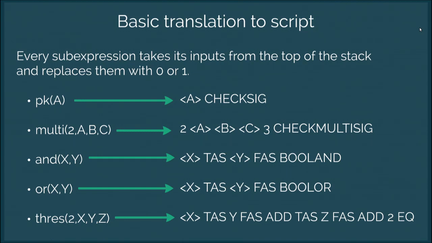If you want to combine 2 sub-expressions, a way of doing this is, run the first one, which will put a 0 or 1 on the stack. TAS, on my slides, unfortunately I didn't have space to write, stands for to alt stack and FAS stands for from alt stack. This is because during the execution you have access to 2 stacks, but the only thing you can do is move something from the top of one stack to the other and back.